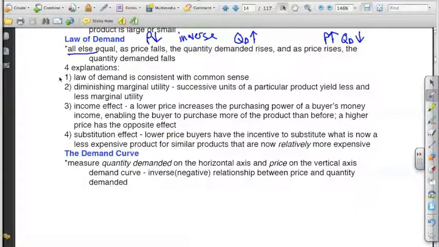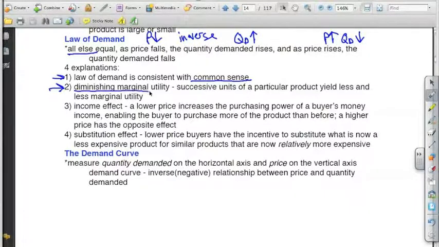We have 4 reasons for that. First, it goes with common sense. The idea that you have a set amount of money in your pocket, you go to the grocery store, and you're hungry. If you find that the price of things that you were originally going to buy anyway has decreased, then now you can buy more of them and fill up your belly.